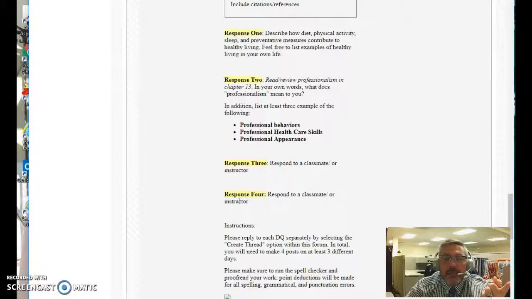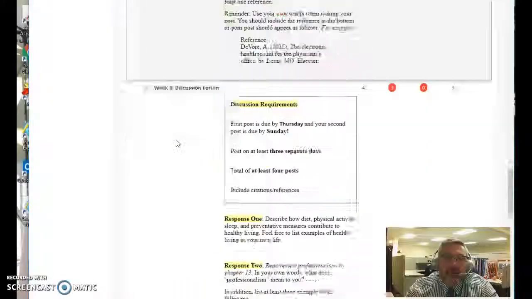One is titled Professional Behaviors, one is titled Professional Healthcare Skills, and one is titled Professional Appearance. What I need from you on that is to provide me with at least 3 examples from each category. So under Professional Behaviors, I need 3 examples. Then tell me in your own words what that example means to you and how you'll incorporate it into your professional life. Same thing with Healthcare Skills, 3 examples, what it means to you and how you'll incorporate it. Professional Appearance, 3 examples, what it means to you and how you'll incorporate it. Alright, so that's your discussion.